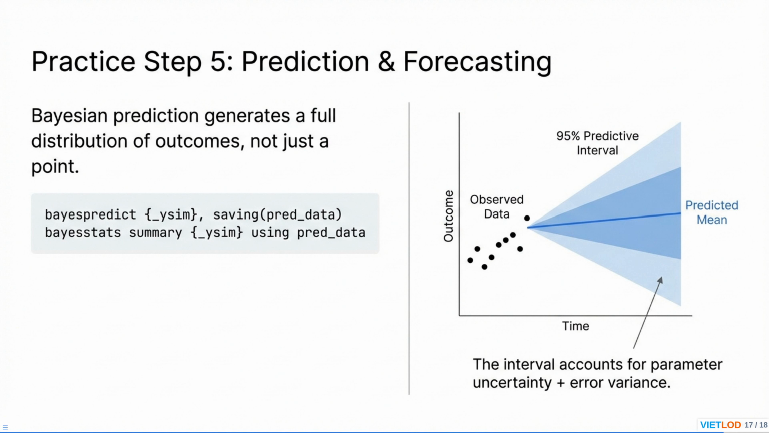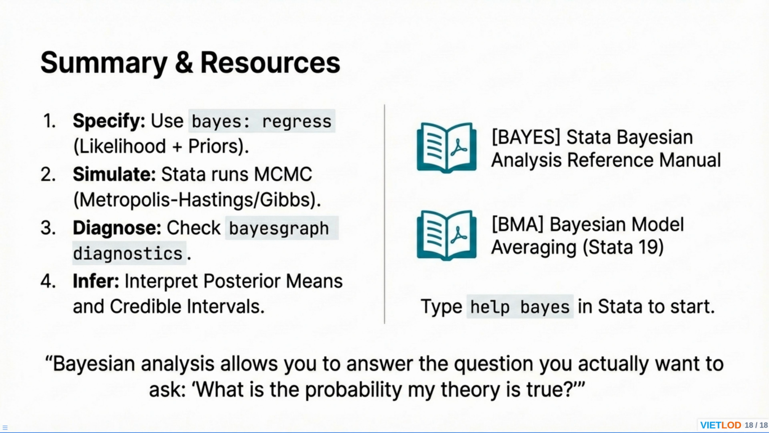A key advantage of the Bayesian approach is its power in prediction and forecasting. Unlike traditional methods that provide a single-point forecast, Bayesian prediction generates a full distribution of potential outcomes. We use the bayespredict command to simulate these outcomes, effectively creating a new dataset that encapsulates this entire predictive distribution. This enables us to construct a Bayesian predictive interval.